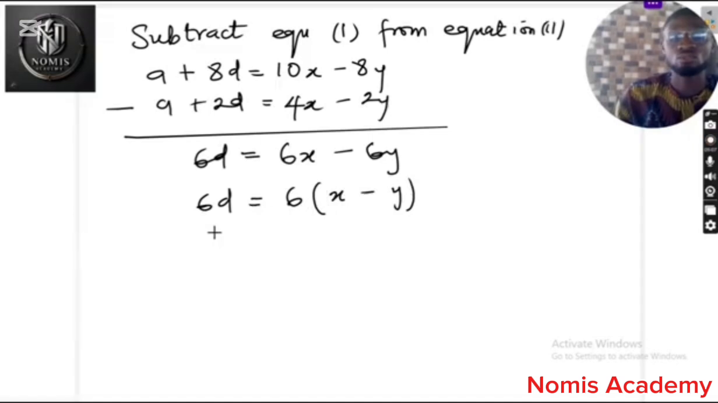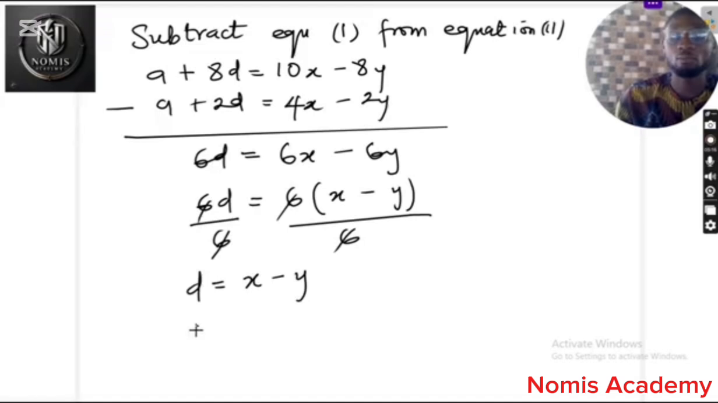So 6d is equal to 6 open bracket x minus y, and I'm looking for d. So what I'll do is divide both sides by 6. 6 divides this, so I'm left with the common difference d equals x minus y. Whatever the value of x minus y is, we are less concerned. This is a WAEC past question, 2000. So we just find the common difference is equal to x minus y, and that is our final answer. Let's take another example.